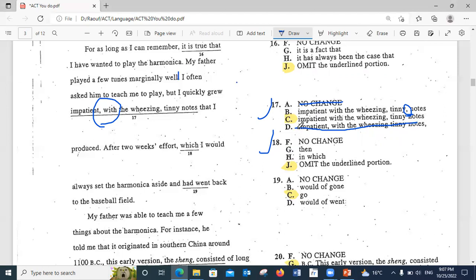It's unneeded. That's why B is incorrect. The correct answer is C. Impatient, you see, there is no comma before or after the preposition with. Impatient with the wheezing, comma, tiny notes. I cannot separate the word tiny from the word notes, because tiny modifies or describes the noun notes. That's why C is the best answer.